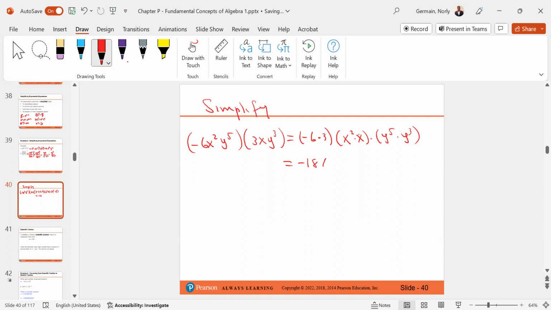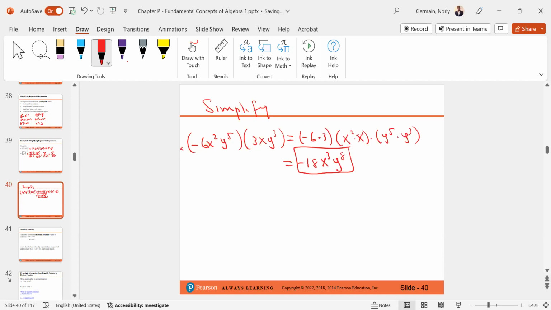Okay, we're going to have x. Remember there is a 1 here: 2 plus 1 is 3. For y, 5 plus 3 is 8. Feel free to review everything again and make sure you get it correct.